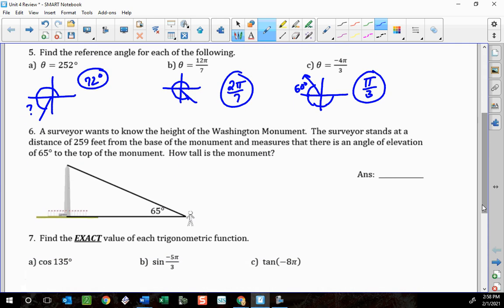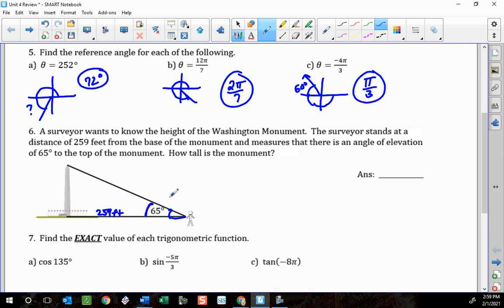Alright, so a good old SOHCAHTOA problem here. A surveyor wants to know the height of the Washington Monument. The surveyor stands at a distance of 259 feet away, and there's an angle of elevation of 65 degrees. So that's this angle right here. Angle of elevation, if you're looking straight versus you look up that much to get that.